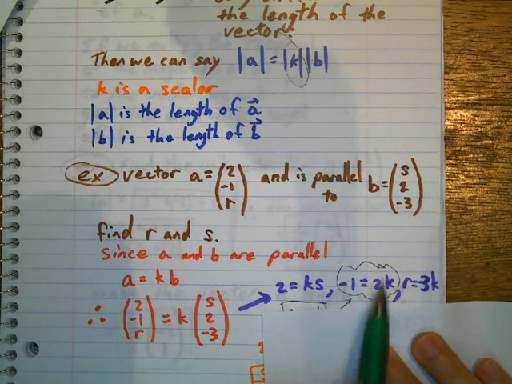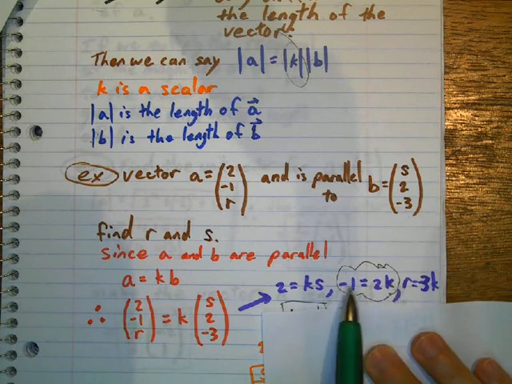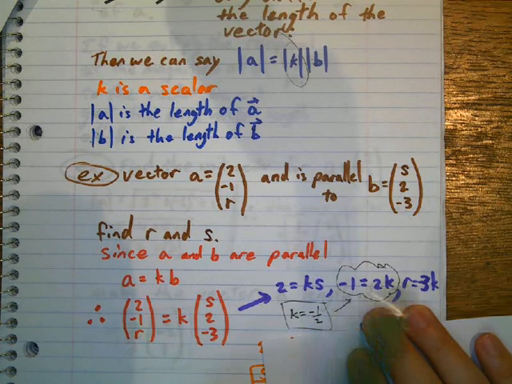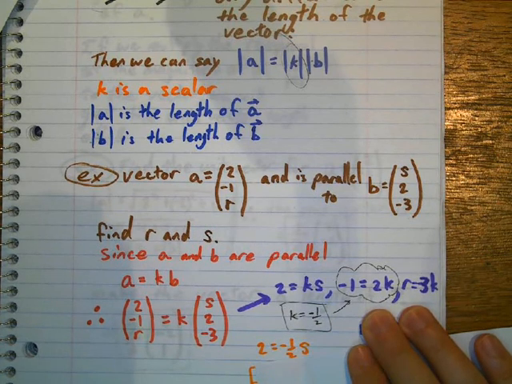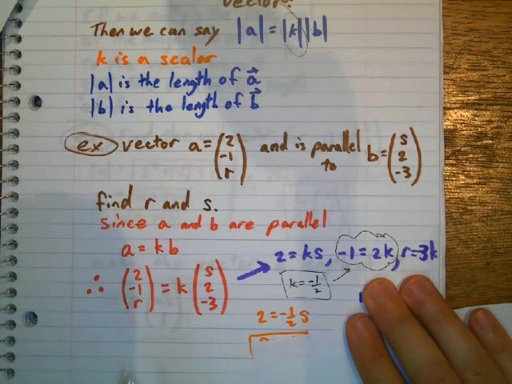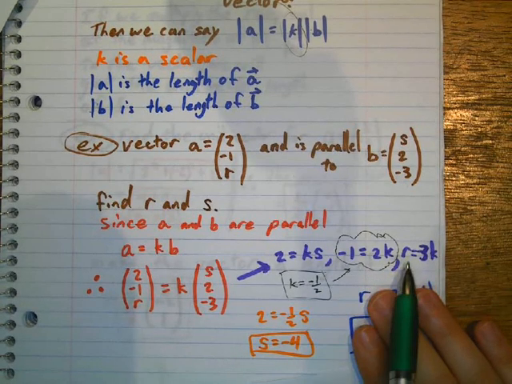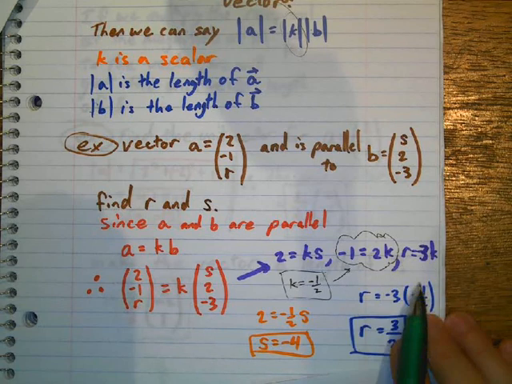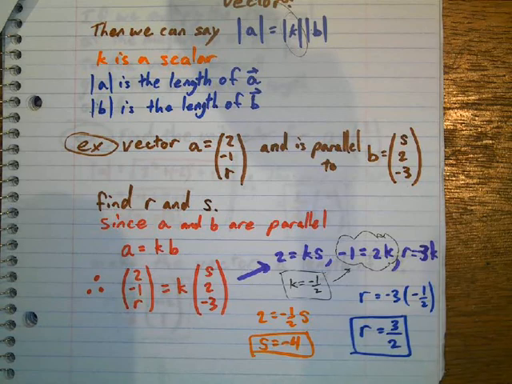Okay, now we can use this middle one to solve for k. So -1 equals 2k. If we divide both sides by 2, we get k equals -1/2. Now I can use that value to solve for S and R. So here I plug in -1/2 for k. I get 2 equals -1/2 times S. Multiply both sides by -1/2, and we get this. Here we've got R equals -3k. We're going to plug -1/2 in for k, and then we get R equals 3/2.